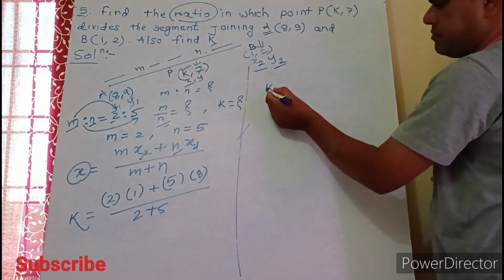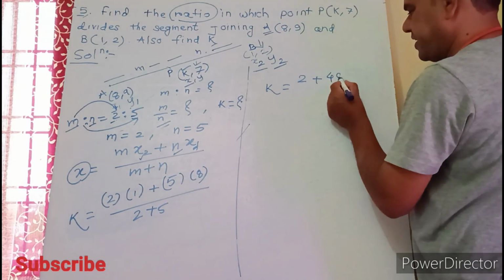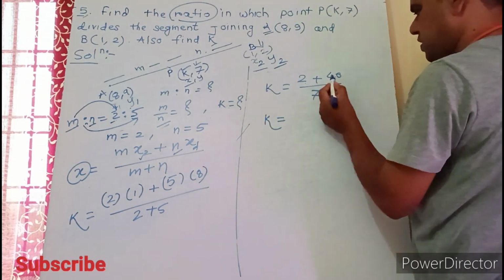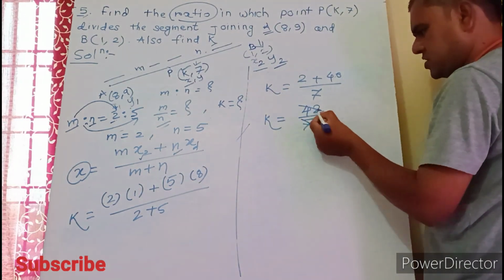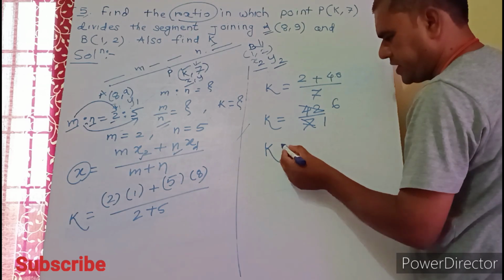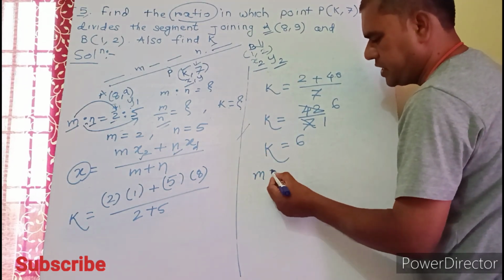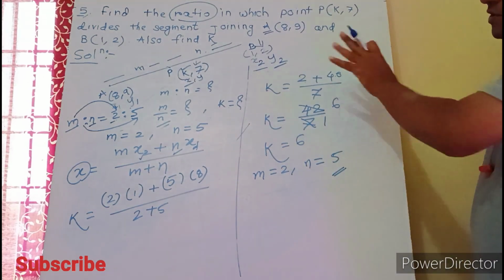Now on solving, k will be equal to 2 into 1, 2, plus 5 into 8, 40, divided by 2 plus 5, 7. That is, k will be equal to 2 plus 40, that is 42, divided by 7, that is 6. Therefore the value of k we get is 6. K equals 6 and the ratio, that is m equals 2 and n equals 5. In this way we have solved this problem.